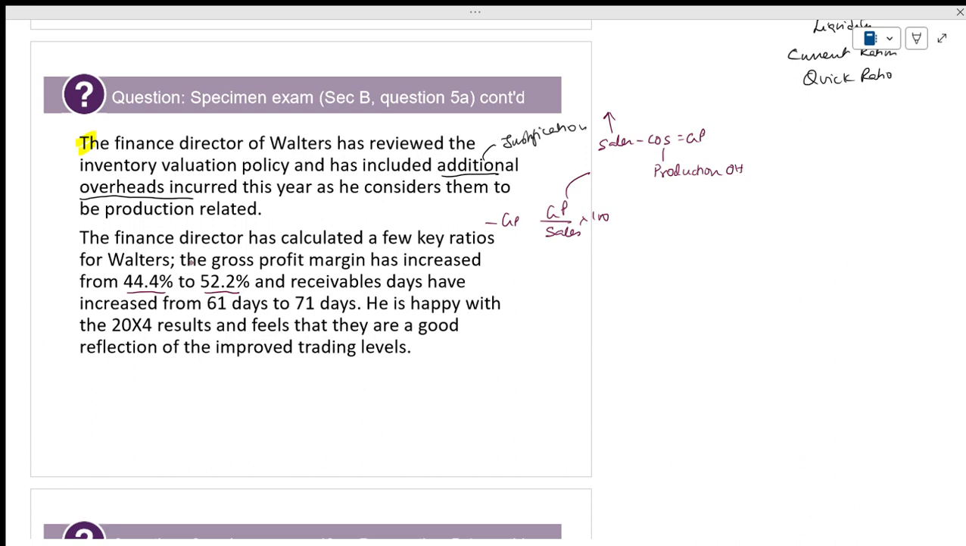Now, they say that the receivables have been increased, from 61 to 71. He is happy with the two results and feels they are a good reflection of improving trading levels. See, sales increase. When sales are increasing, definitely gross profit will also increase. But what are these sales? These are sales made to get the benefit of bonus. Actually, receivables are increasing. It is not a good sign.